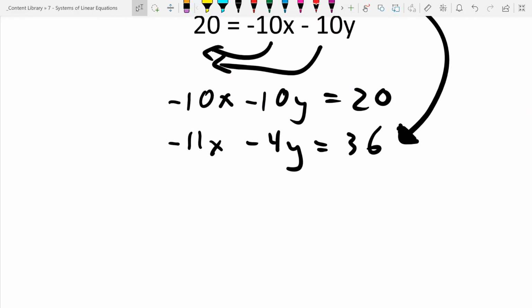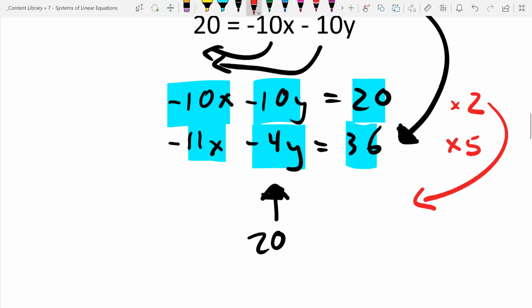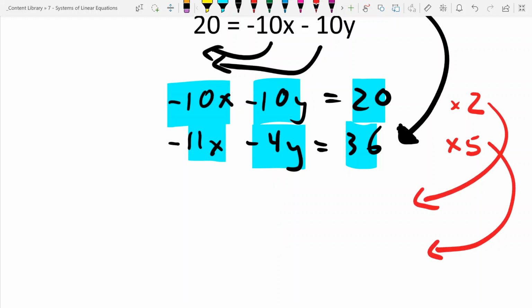So now again, we have to check, does any of this line up? It doesn't, unfortunately. I'm going to try to do the y's because I think that might be the easiest. So I'm thinking I want to aim for 20. I'm going to have to multiply this one by 5 and this one by 2. So I'm going to rewrite them underneath to see what they are. Let's rewrite that first one. It's going to be negative 20x minus 20y equals 40.